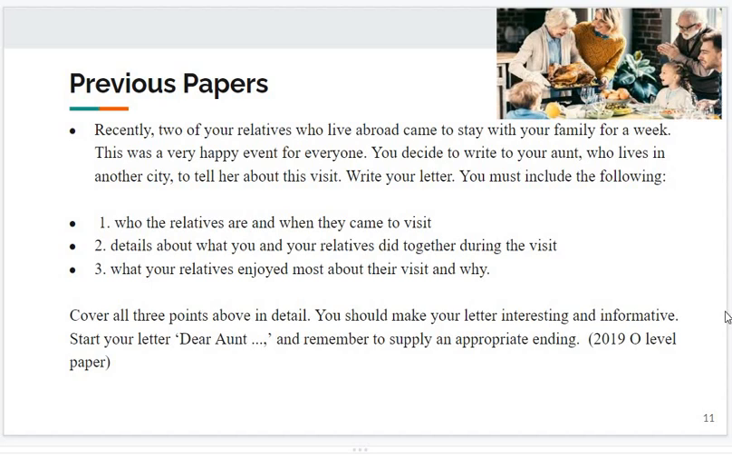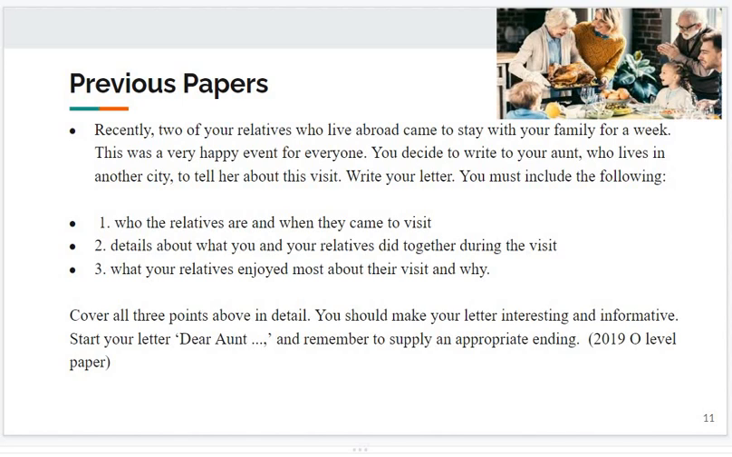I'm going to share a previous paper question, and you should attempt this question, and it would be a good practice for you. Recently, two of your relatives who lived abroad came to stay with your family for a week. This was a very happy event for everyone. You decide to write to your aunt who lives in another city to tell her about this visit. Write your letter. You must include the following: who the relatives are and when they came to visit.